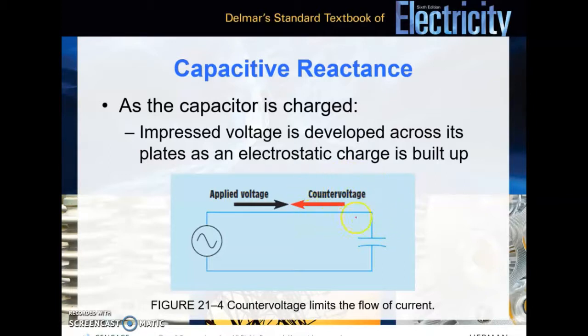This counter voltage developed by the capacitor is called reactance. And because the counter voltage is created by a capacitor, we call this capacitive reactance. Capacitive reactance is current limiting, and therefore it is measured in ohms.